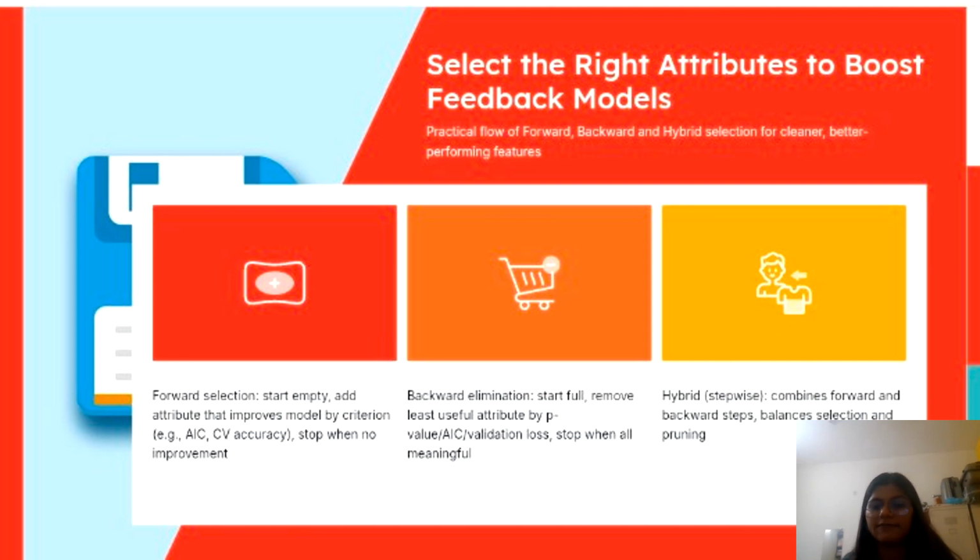Backward elimination: start with the full set and remove the least useful attribute by p-value, cross-validation, or loss. Stop when all remaining attributes are meaningful. Hybrid stepwise selection combines forward and backward steps, balancing selection and pruning, to get the right attributes.